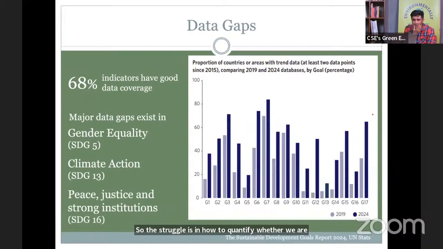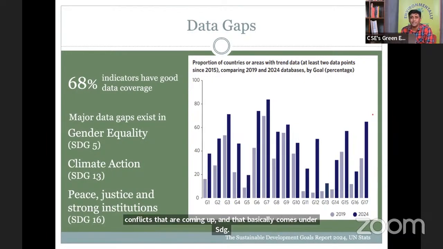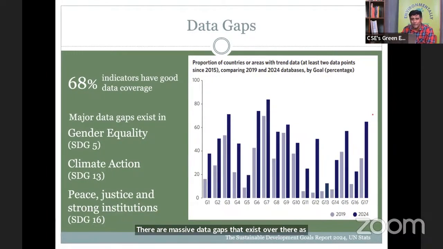Then again, the third problem, and that's a massive problem in today's age and time. In the past 20, 30 years, if you look at it on the whole, conflicts were going down between countries. But in the past 3, 4 years, we are seeing a lot of conflicts coming up. And that basically comes under SDG 16. There are massive data gaps that exist over there as well. So these are the three. It doesn't mean that the other SDGs are perfectly fine, but these are the three where a lot of data gaps exist.